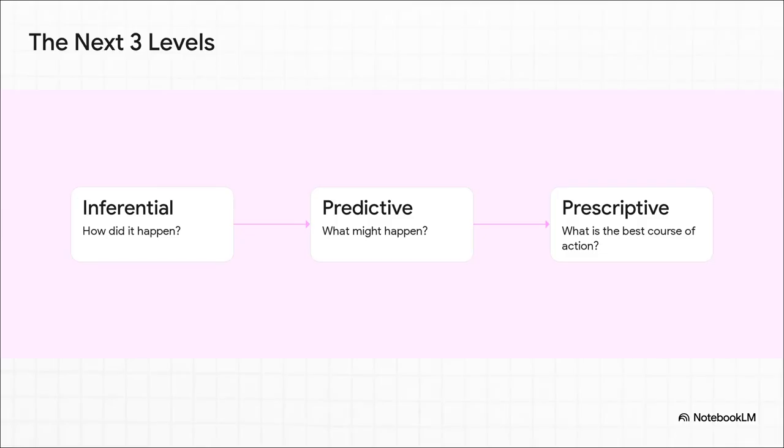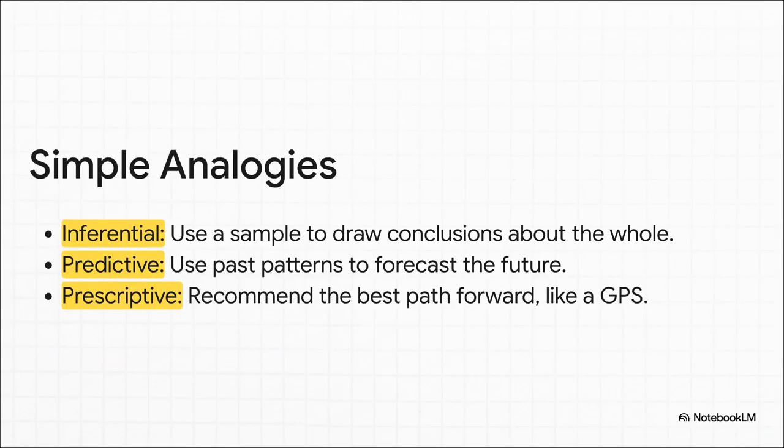All right, we've got our facts straight and we've spotted some interesting clues. Now the pace really starts to pick up. We're going to climb the next 3 levels, inferential, predictive, and prescriptive, pretty fast. This is where we go from just observing things to actually explaining, forecasting, and recommending action. So let's break these down with a few really simple analogies.